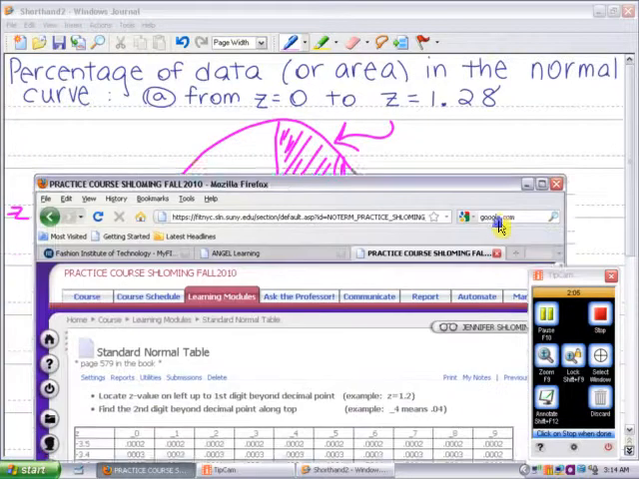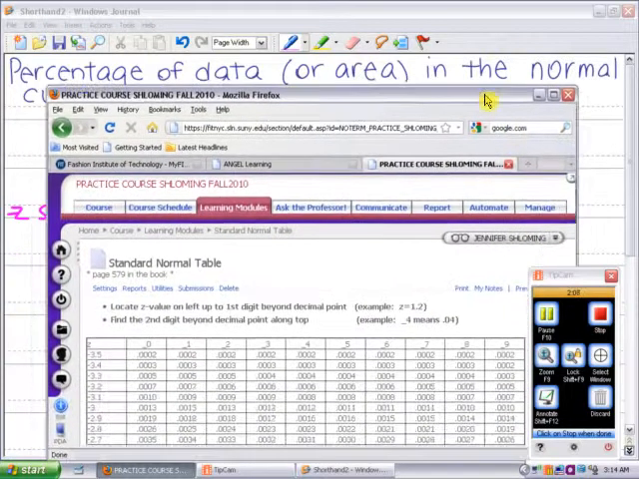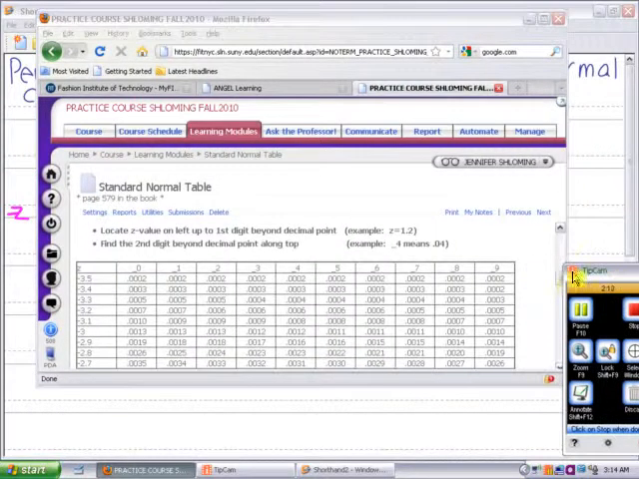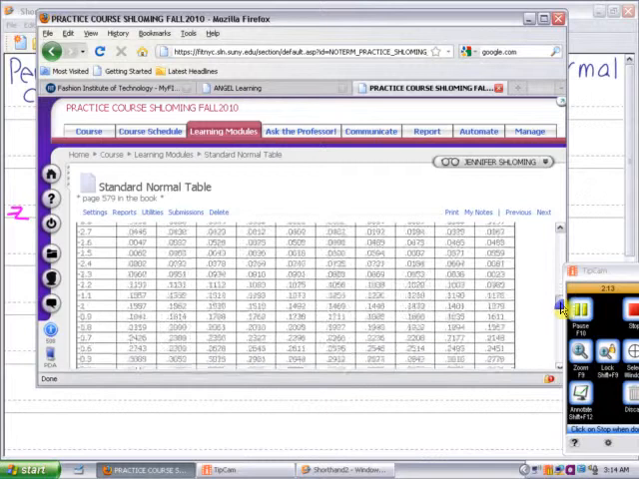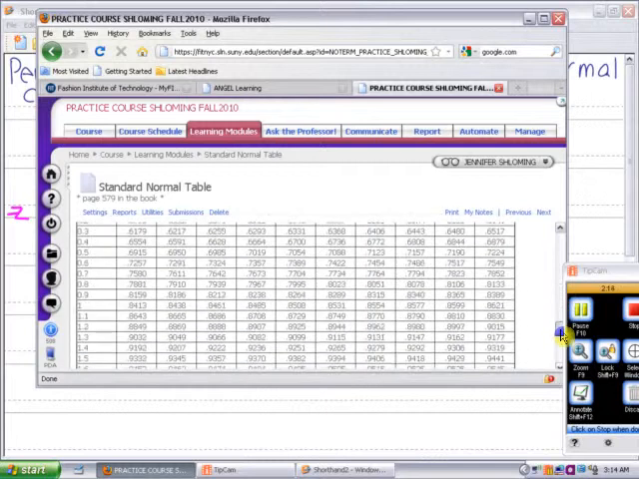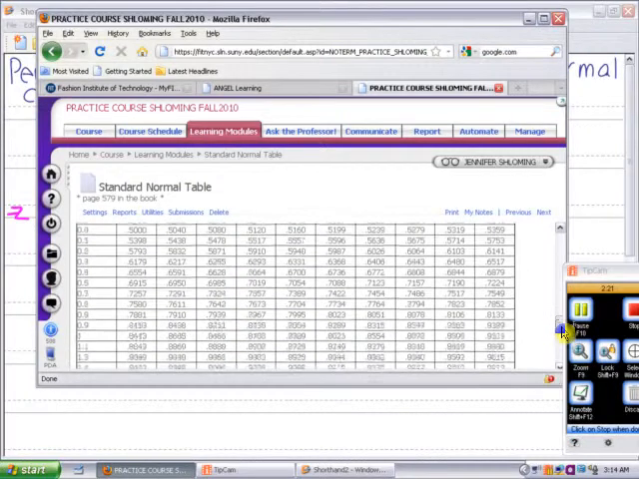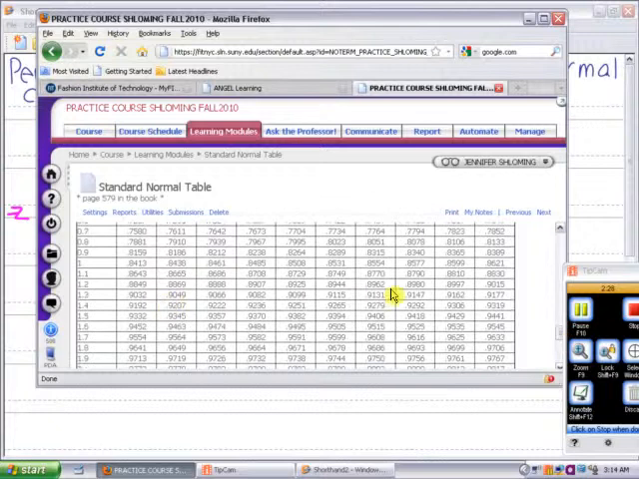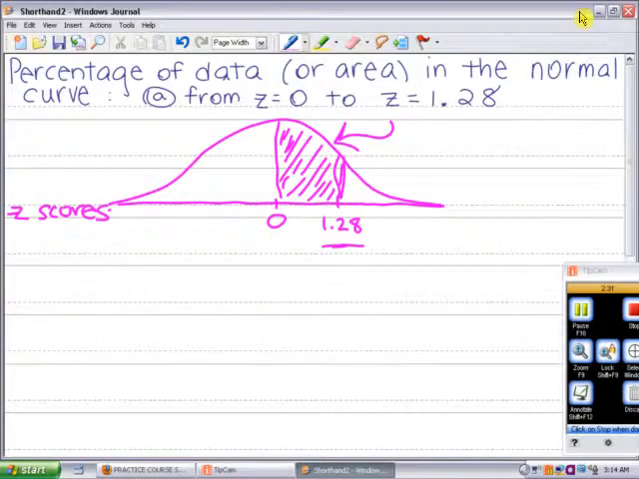If I can move this. There we go. Here are negatives. Let's look for positives. 1.2. Okay, and then we have to get 1.28. And 8 is in this column, so we have 1.28 right here, which is 0.8997. Okay, and let me explain what that means, this 0.8997.